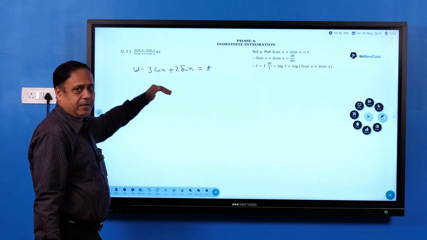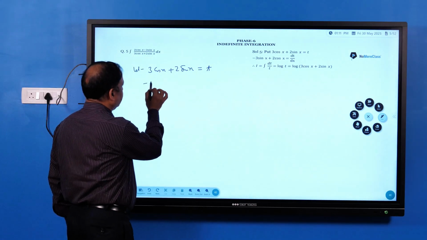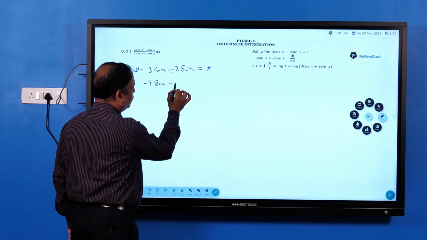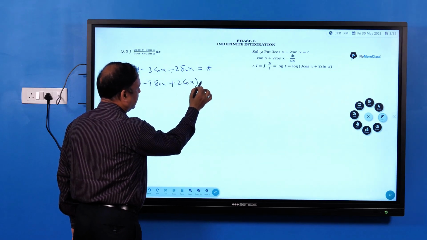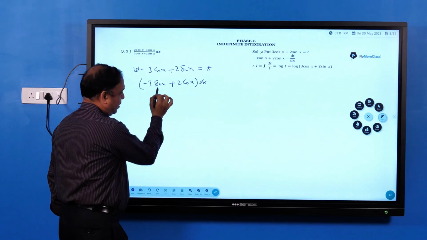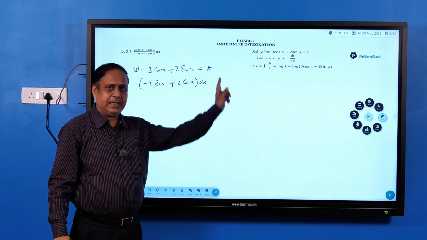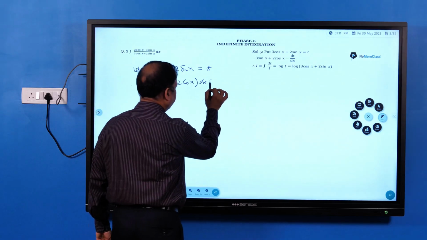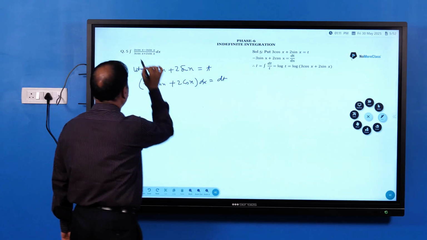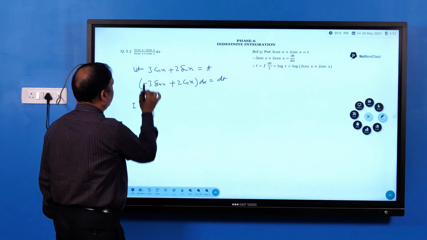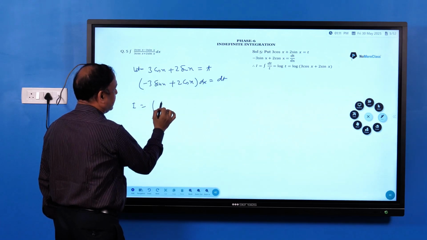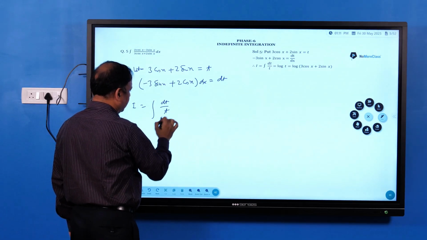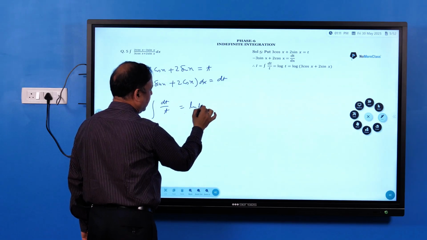Now if I differentiate, so (-3 sin x + 2 cos x) dx. Either I write on the right hand side dt upon dx, or I can write it in this form, equal to dt. So this question is also in the form of I = ∫ (2 cos x - 3 sin x) dx / (3 cos x + 2 sin x) = ∫ dt/t. So it is a very standard form, log t + c.